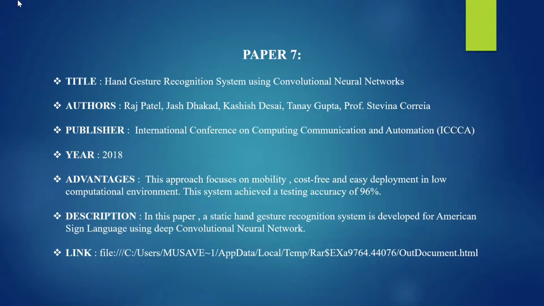In this paper, a static hand gesture recognition system is developed for American Sign Language using a deep convolutional neural network. The system architecture is lightweight to make the system easily deployable and mobile. In order to achieve high accuracy in live scenarios, a number of image processing techniques are employed which assist in appropriate background subtraction and frame segmentation. The product focuses on mobility, is cost-free, and is easy to deploy in a low computational environment. The system achieved a testing accuracy of 96%.